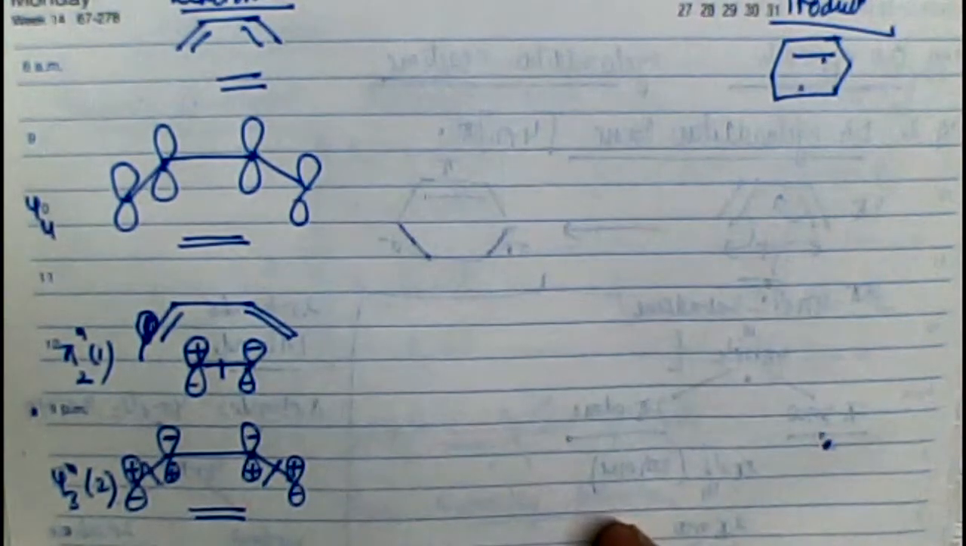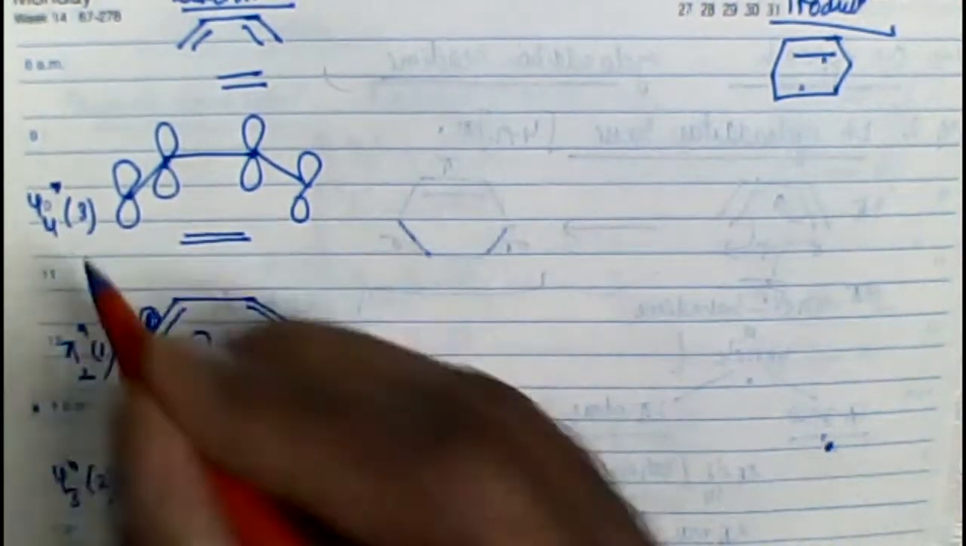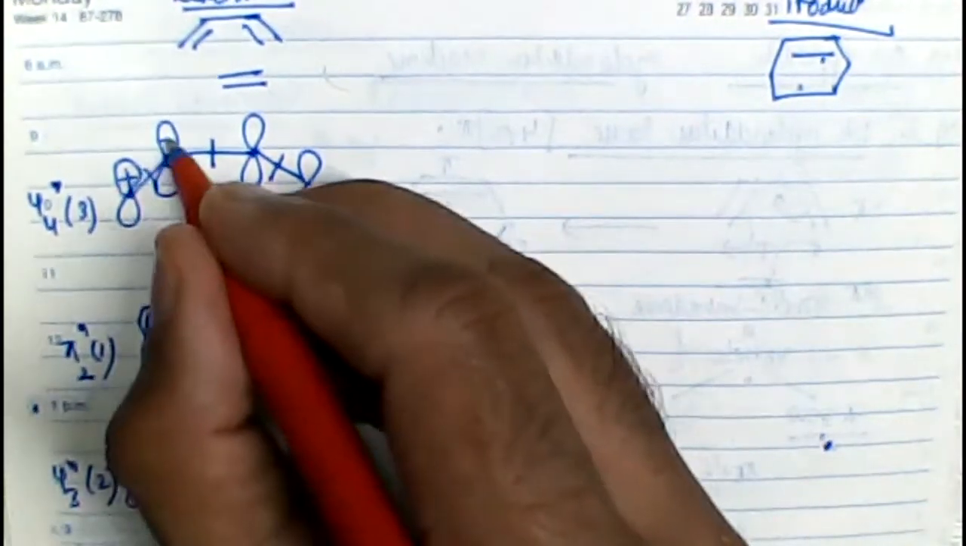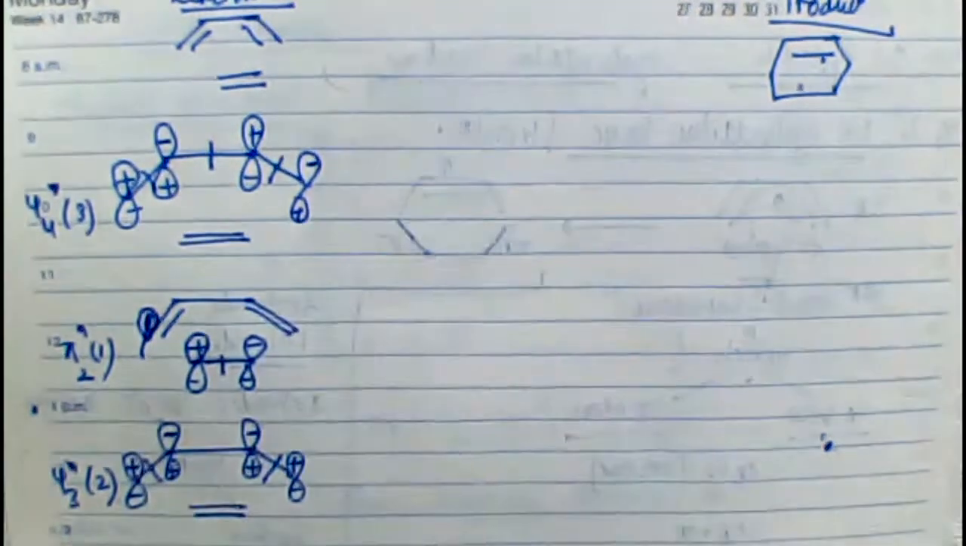And the last molecular orbital should be the psi 4 of butadiene. Of course, psi 4 star, it has 3 nodes. Where do I draw the 3 nodes? The 3 nodes should come here. So if it is positive, negative, this should be the shape of the orbitals.